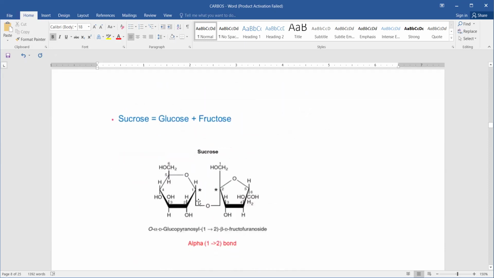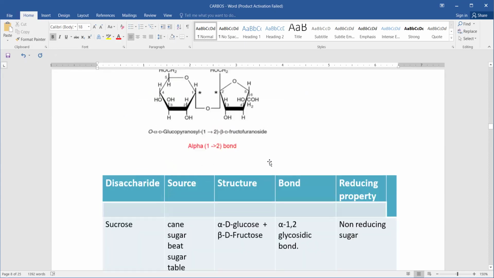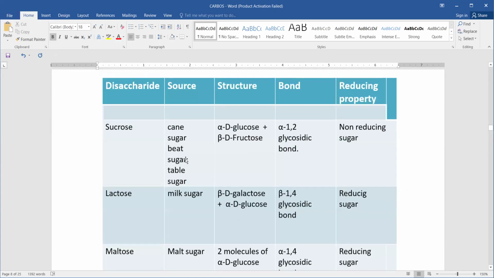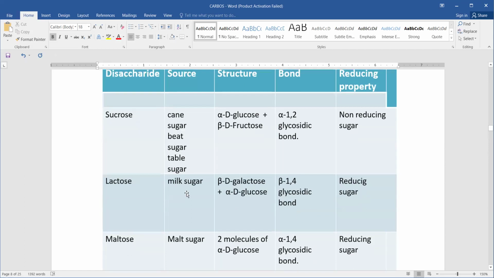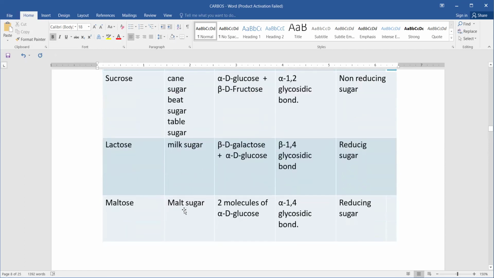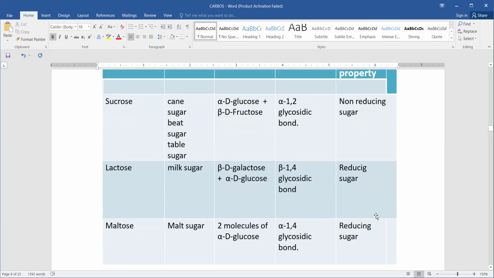Sucrose. So here this is alpha, but the bond is alpha 1,2 glycosidic bond between glucose and fructose. Sucrose is made up of glucose and fructose. These are important points. So cane sugar is sucrose, milk sugar is lactose, malt sugar అంటే బార్లీ లో ఉండేటువంటి షుగర్ మాల్టోస్. ఇది కూడా గుర్తుంచుకోండి.